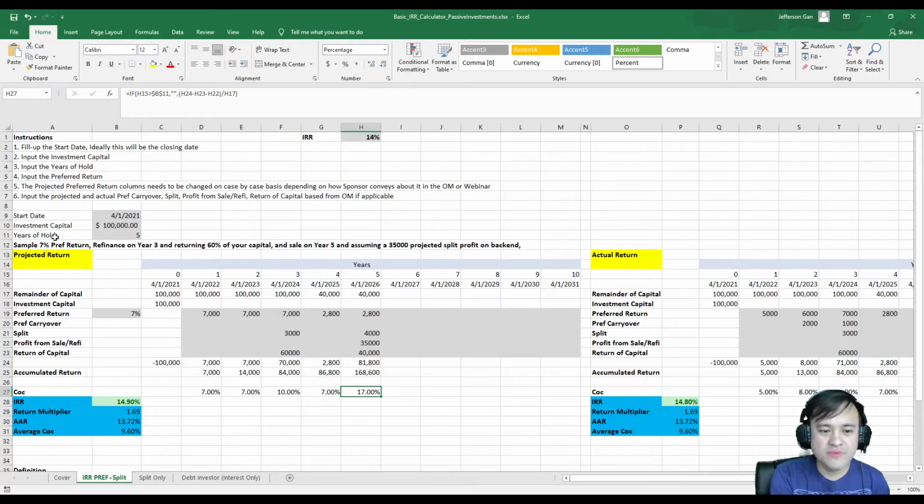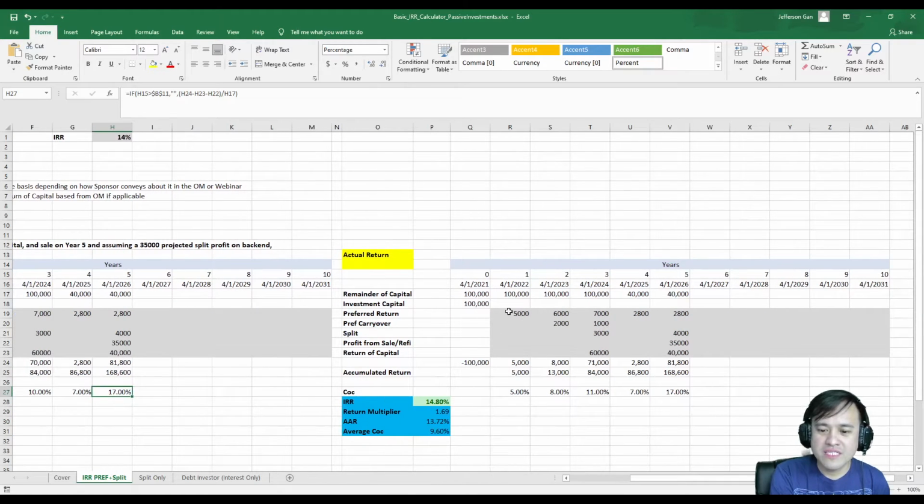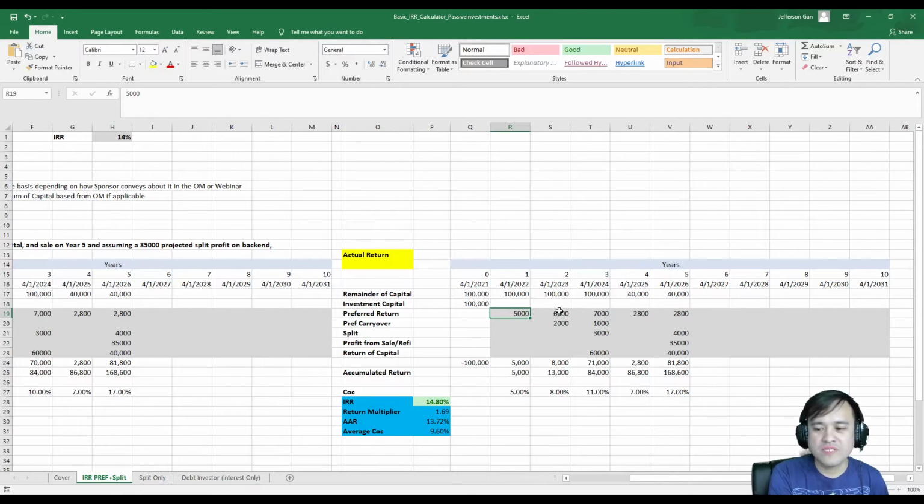So that's the projected return. So let's go to the actual return. So actual return is also similar, wherein instead of just the projected, now you will just input, let's say for that full 1 year, how much was distributed to you or given to you by the deal. So you just input it year by year, how much you are getting. Let's say if you have a preferred return, how much was it.